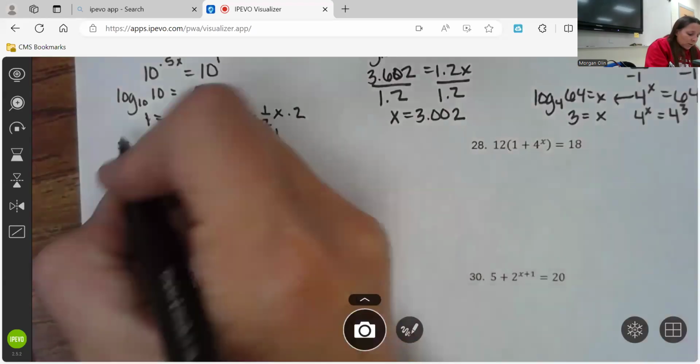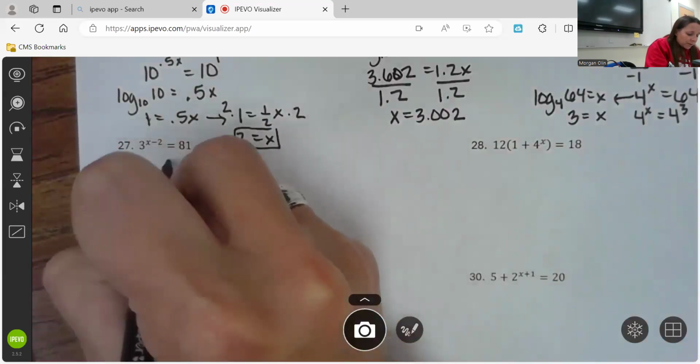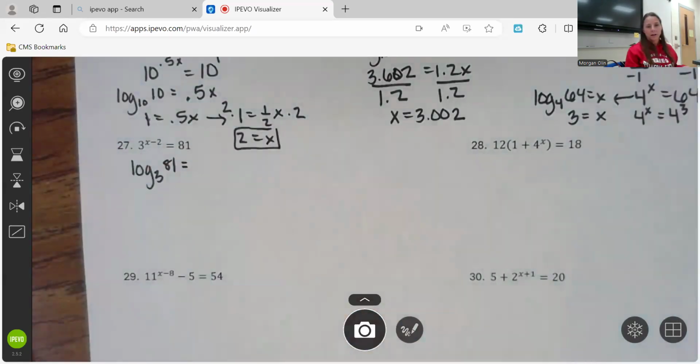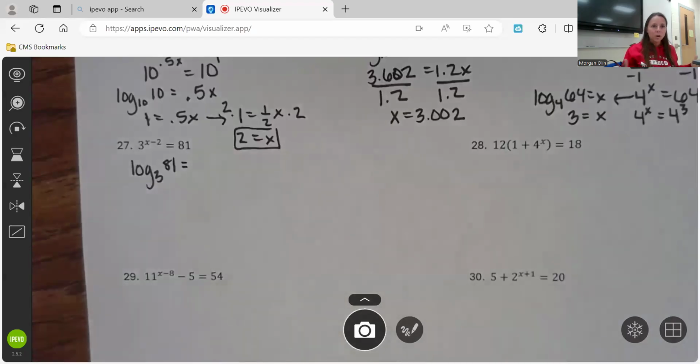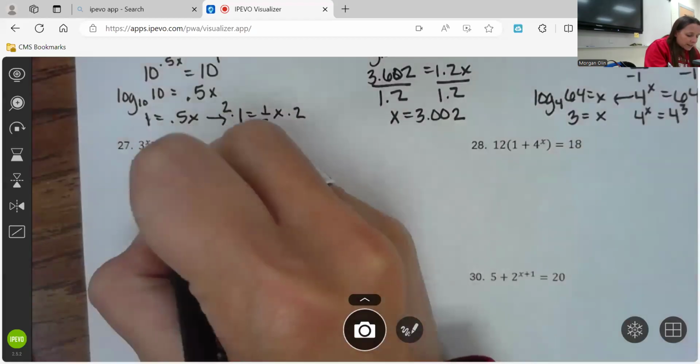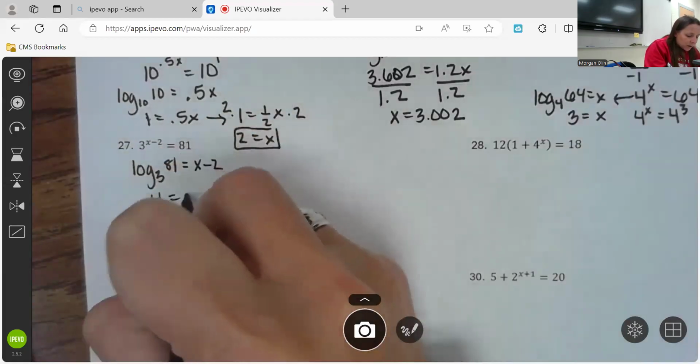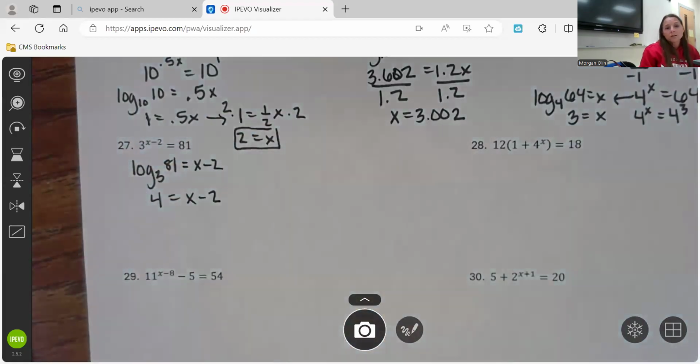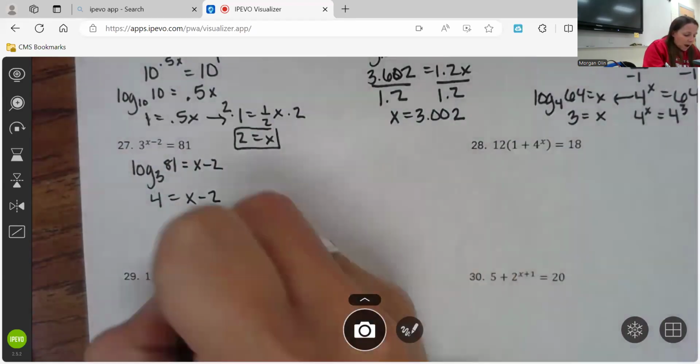Okay. Here we can write this in log form. Log base 3 of 81. Go plug that into your calculator. All right. What are you getting? You should be getting 4. Now, this equals x minus 2. Now, I don't have x solved for yet, so what would I do? I would add 2.